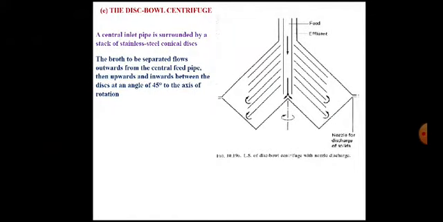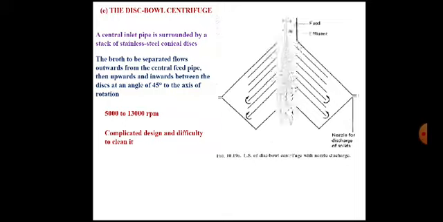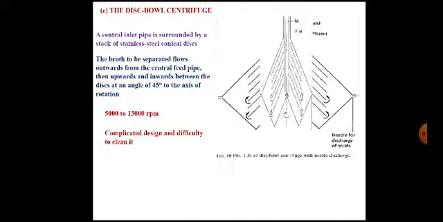The speed of operation is 5,000 to 13,000 rotations per minute, and it is one of the very efficient centrifuges. The only problem associated with this type of centrifuge is that cleaning of the plates is tedious, or a complicated job. So it has a complicated design and is difficult to clean. These are the only disadvantages of this centrifuge, and it rotates like this.